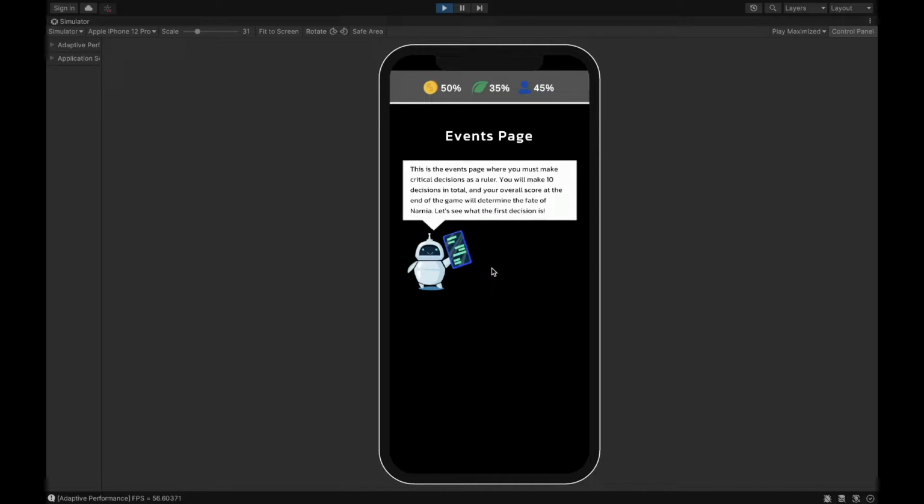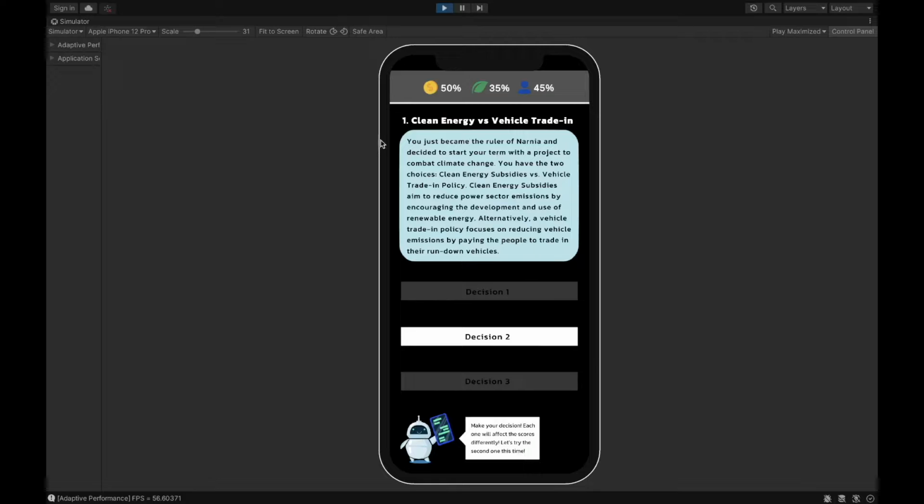So first off, this is the events page where you must make critical decisions as a ruler. You will make 10 decisions in total, and your overall score at the end of the game will determine the fate of Narnia. So let's see what the first decision is. So we have clean energy versus vehicle trade-in. And so you just became the ruler of Narnia and decided to start your term with a project to combat climate change. You have the 2 choices, clean energy subsidies versus vehicle trade-in policy.